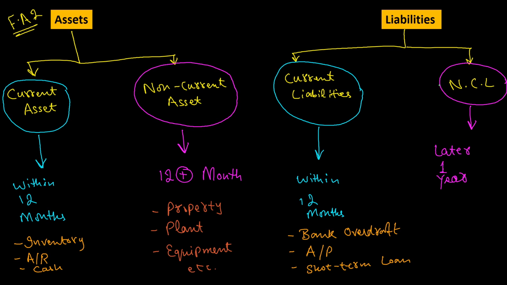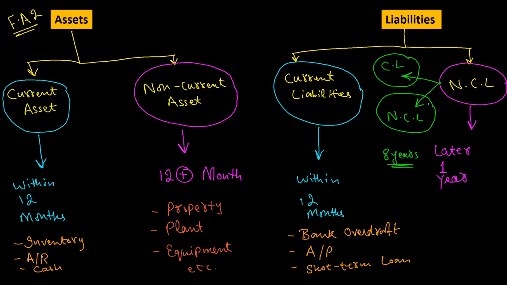Now here we have one important point. We split non-current liabilities into two parts. The one is current liability and the other one is non-current liability. Let's say for example we have taken out a loan of 8 years and we are required to pay some installment each year. Then the installment which is due within 12 months will be categorized as current liabilities, but the rest of the amount will be categorized as non-current liability.